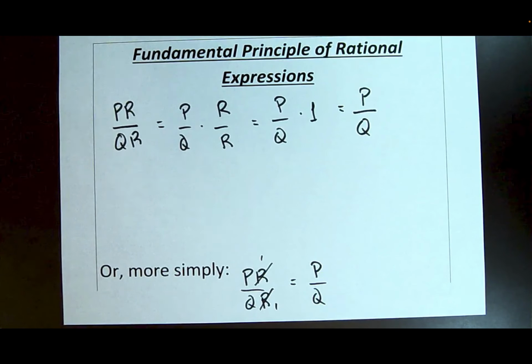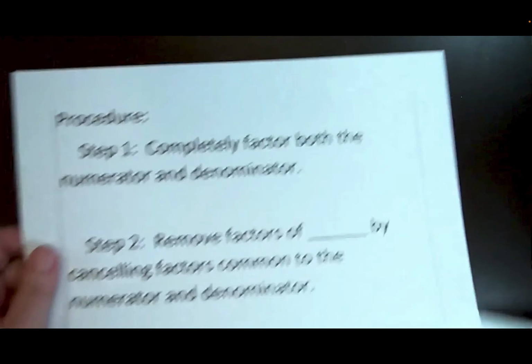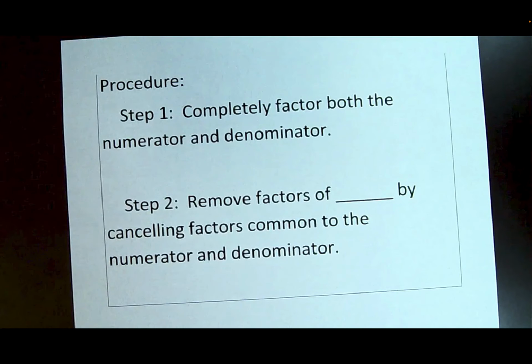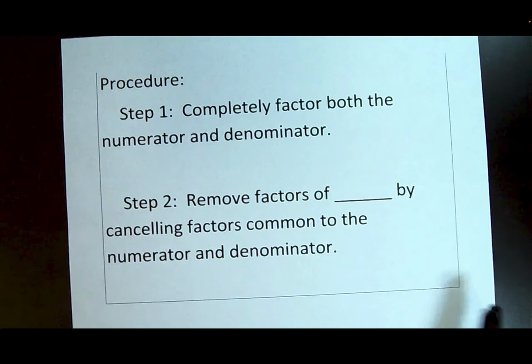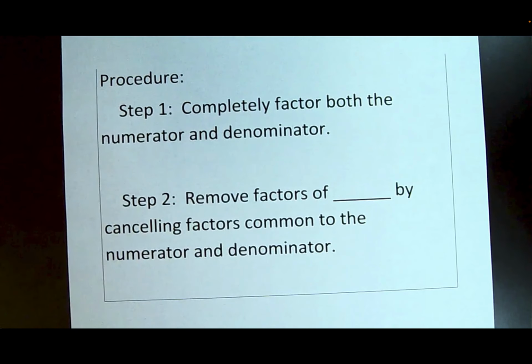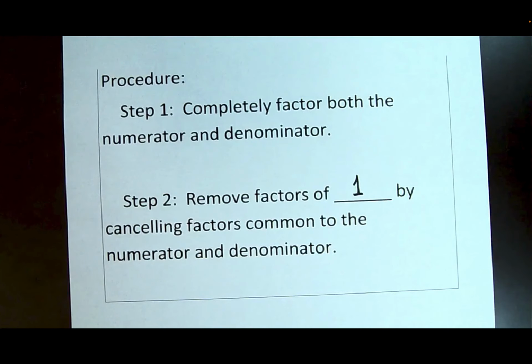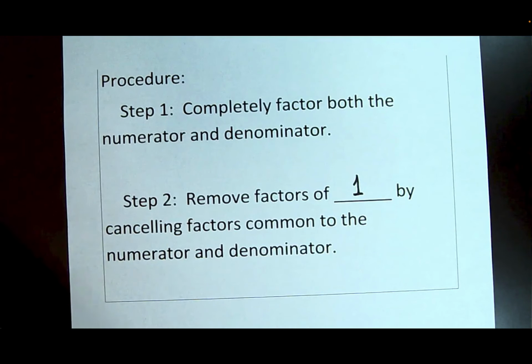So this fundamental principle gives us a procedure for simplifying rational expressions, which is basically the same procedure for simplifying fractions. You're going to need factors, so completely factor both the numerator and the denominator. And then you're going to remove these factors of 1 by simply canceling factors common to the numerator and the denominator.